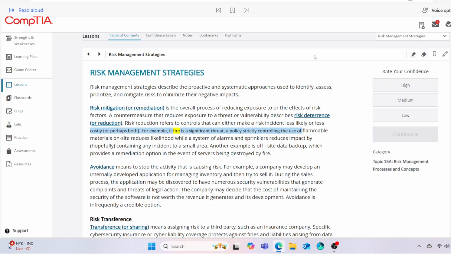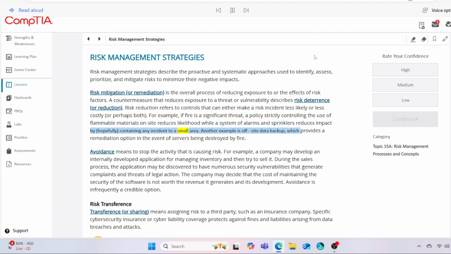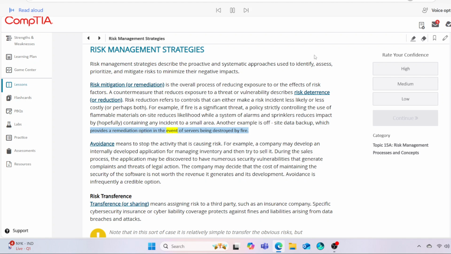For example, if fire is a significant threat, a policy strictly controlling the use of flammable materials on-site reduces likelihood, while a system of alarms and sprinklers reduces impact by, hopefully, containing any incident to a small area. Another example is off-site data backup, which provides a remediation option in the event of servers being destroyed by fire.